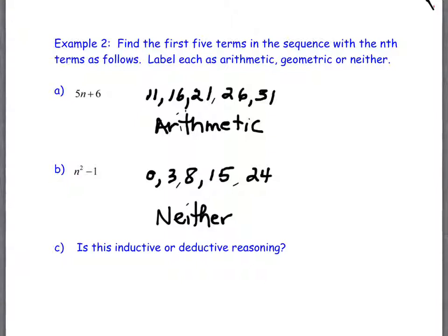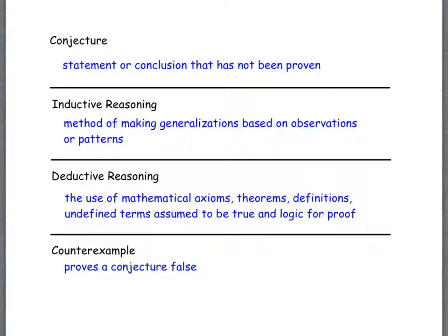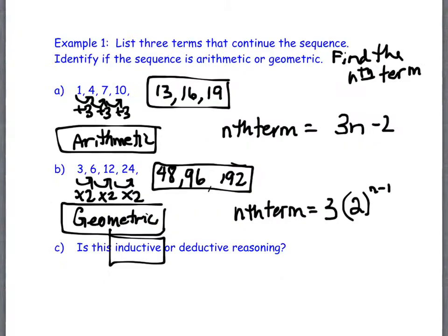Question, is this inductive or deductive reasoning? This is deductive. Okay, so it tells you over here again, deductive reasoning is having a mathematical axiom, theorem, or definition, in this case an equation, right? That is what this is, it's an axiom, assumed to be true, undefined terms, assumed to be true, and logic for proof. So you're making a decision based on something that has a formula to use. And so this one is deductive reasoning.